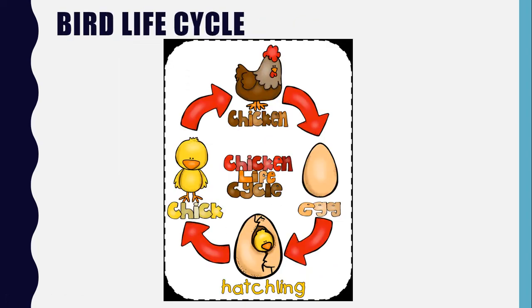Now, when we have a bird life cycle, you see we also have an egg. And this one's pretty simple. Again, the adult chicken lays the egg, it hatches, and then we have a chick. The chick grows up to be an adult. The adult lays the egg, it hatches, then we have the chick grows up, and so forth, and it just continues, which is why it's a circle, okay?